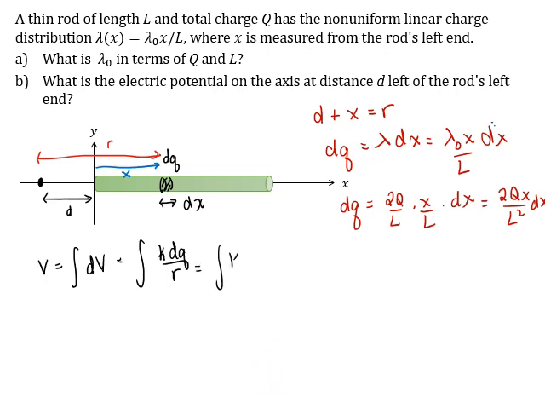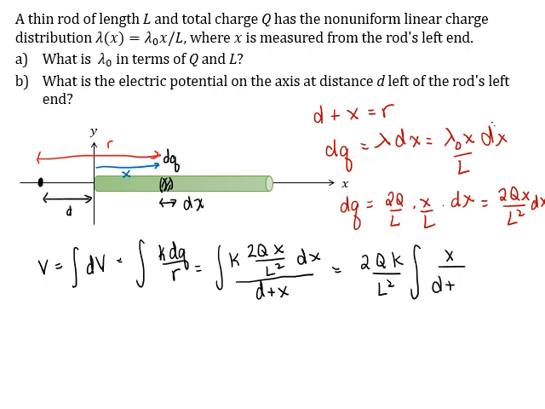So we've got the integral of k times 2 times q times x over L squared times dx. That's all divided by r, but r is equal to d plus x. Okay, next step in our equation, let's take the constants out front. So 2 times q times k divided by L squared. Those are all constants, they come out front. Got the integral of x over d plus x integrated with respect to x.